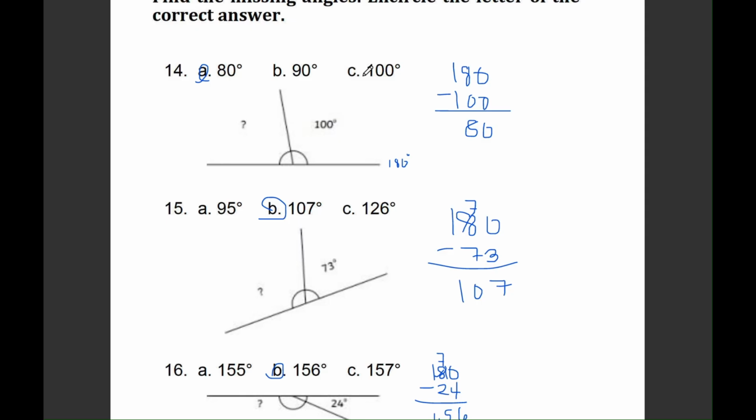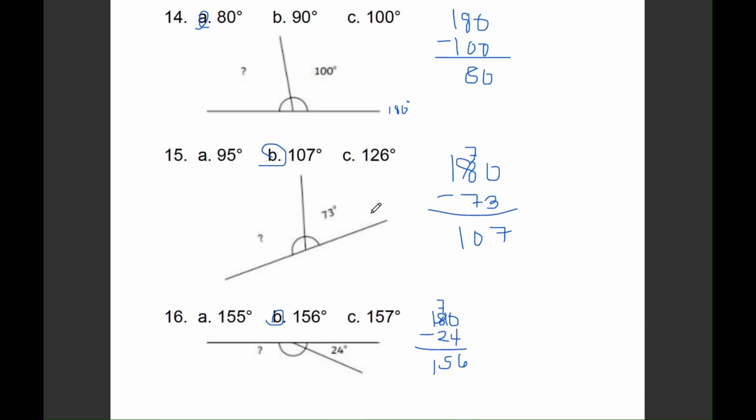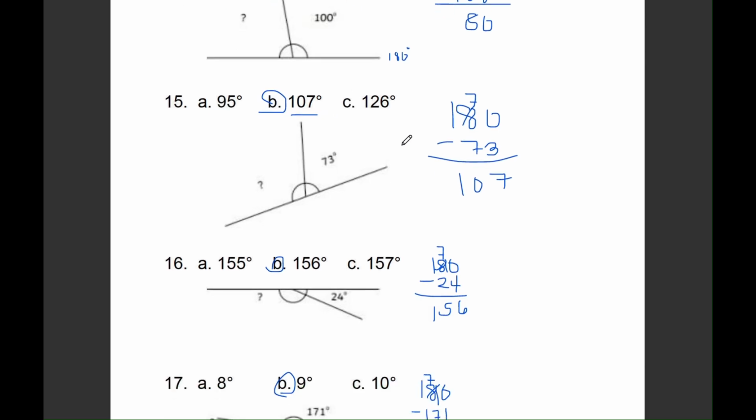Question 15. 73 degrees shown on a straight line. Options: 95 degrees, 107 degrees, 126 degrees. Why not? 95 or 126 do not form a linear pair with 73. Answer: 107 degrees. Formula: 180 minus 73 equals 107 degrees.